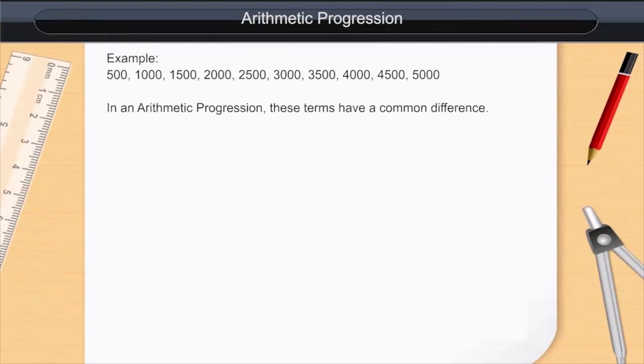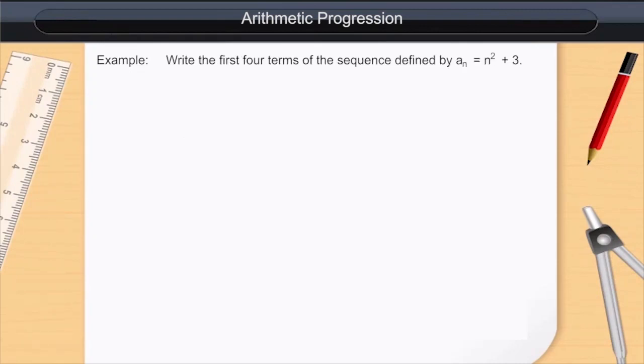For example, 500, 1000, 1500, 2000, 2500, 3000, 3500, 4000, 4500, 5000. In an arithmetic progression, these terms have a common difference. First term A is equal to 500. Common difference D is equal to A2 minus A1, is equal to 1000 minus 500, is equal to 500.